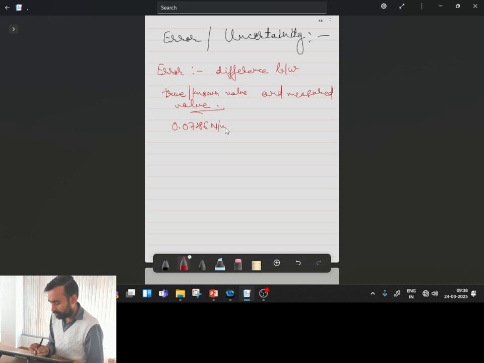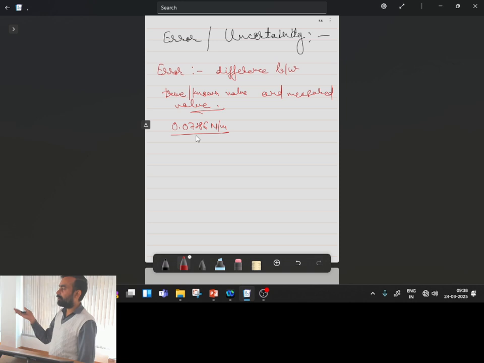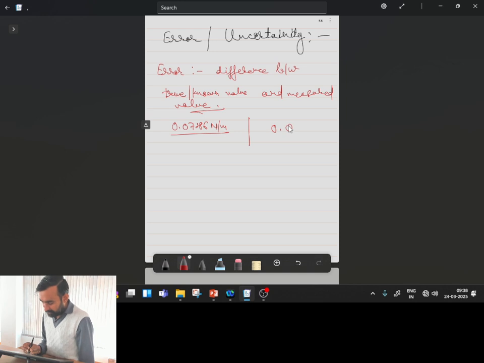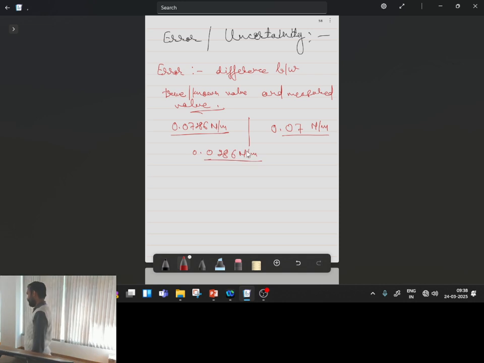0.07286 Newton per meter. If I ask you to use any of the methods we discussed to determine the surface tension of water under the same conditions, and if you calculate from your experiment that your surface tension comes out to be 0.07 Newton per meter, then the difference of 0.0286 Newton per meter is actually our error in the measurement.